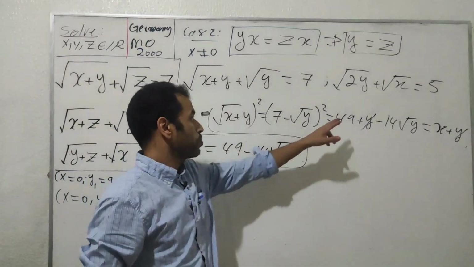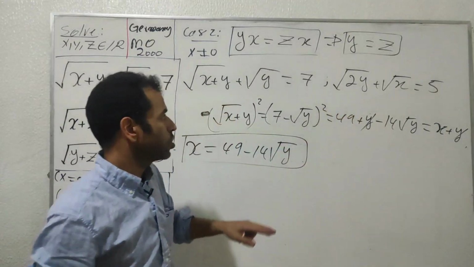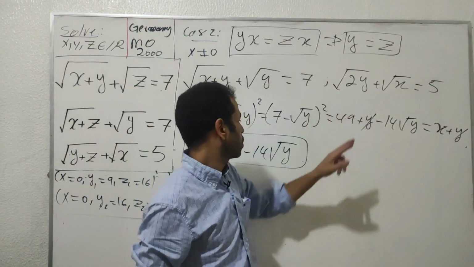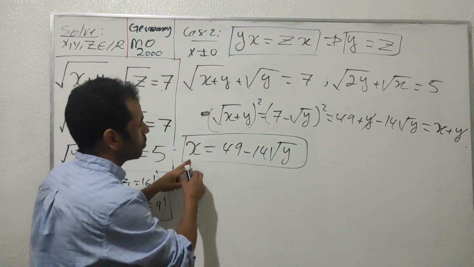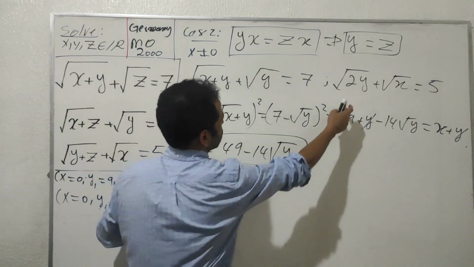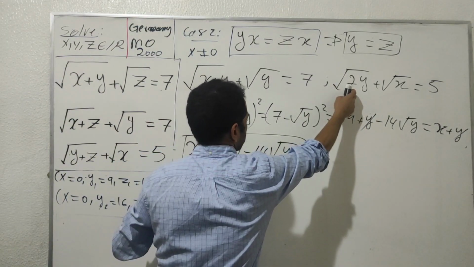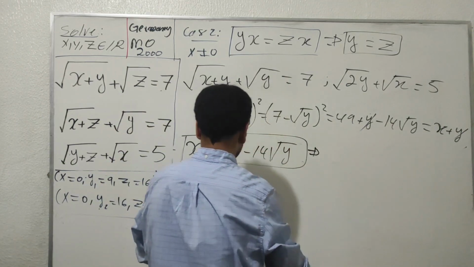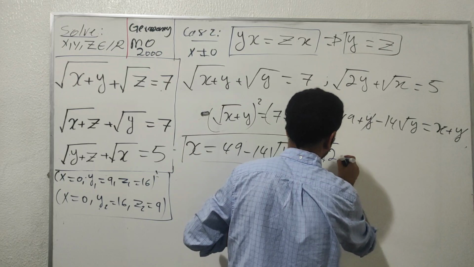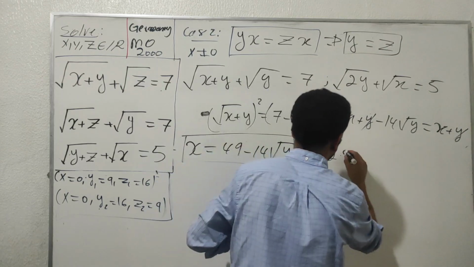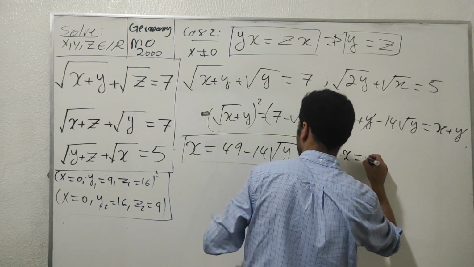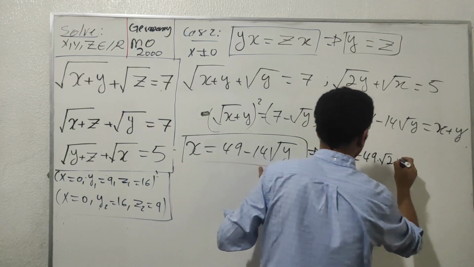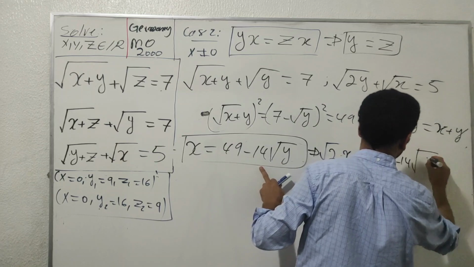So I'm going to make the combination between this equation and this equation. We have square root of y, but we have square root of 2y. So I'm simply going to multiply both sides by square root of 2 in order to get the same thing. So I get here square root of 2 is multiplied by x equals 49 is multiplied by square root of 2 minus 14 is multiplied by square root of 2y.